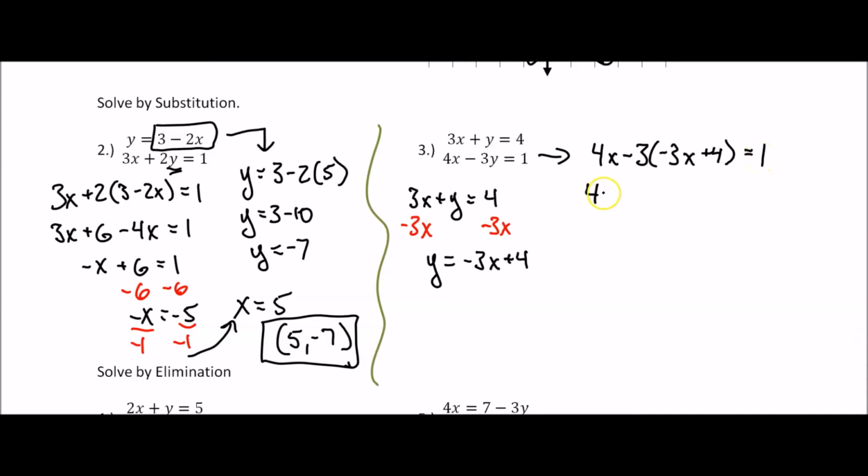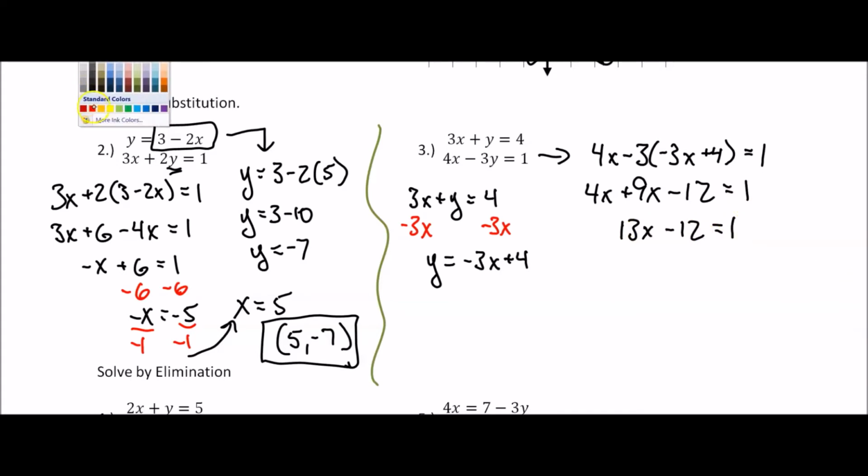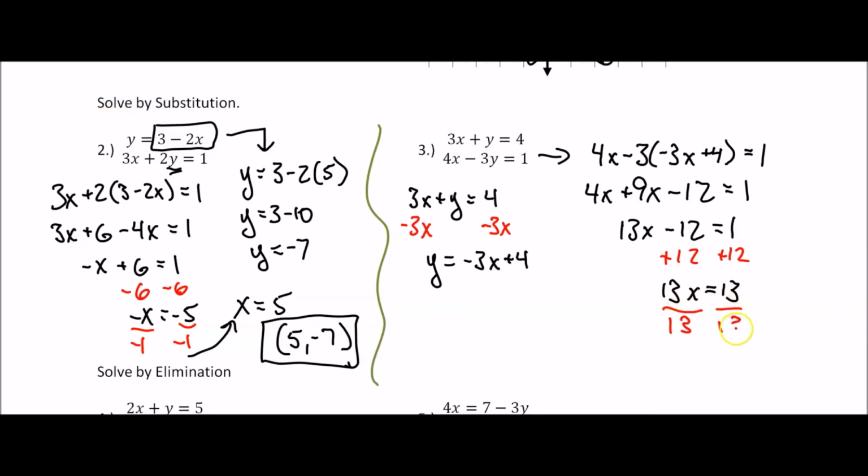I use my distributive property. It gives me a plus 9x minus 12. I combine like terms. Now I solve. I'm going to add that 12 to each side, and divide by the 13. And so I find my x value is going to be 1.